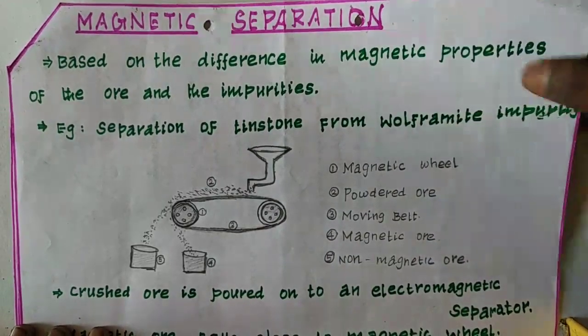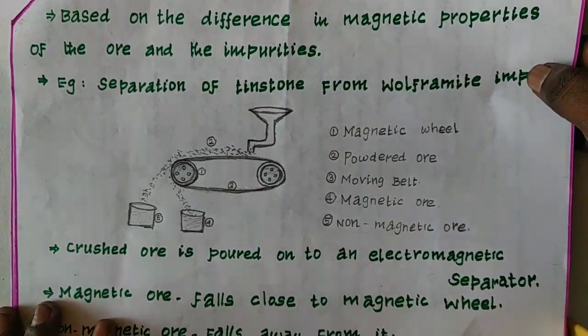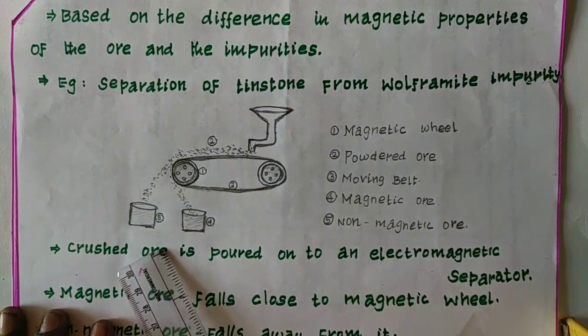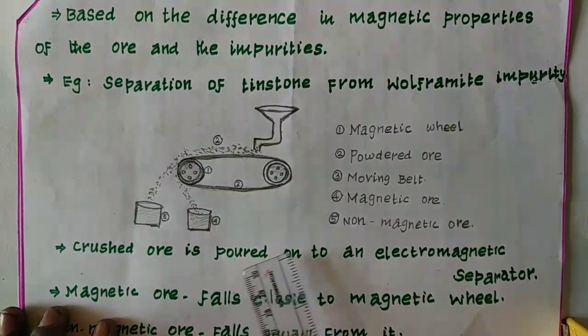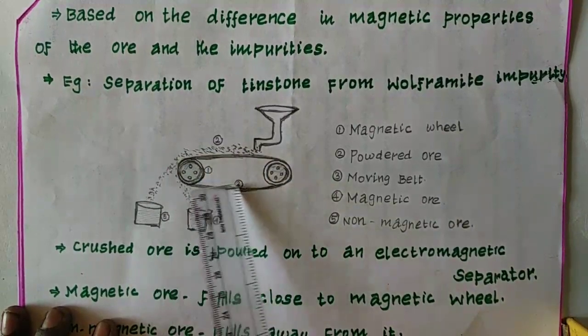Now the processing is given in words. Let us read and study. The crushed ore, that is the finely powdered form of the ore, is poured onto an electromagnetic separator. So this is the electromagnetic separator.